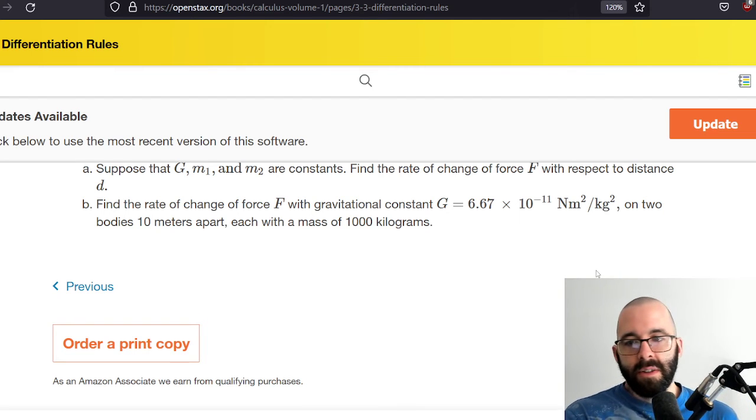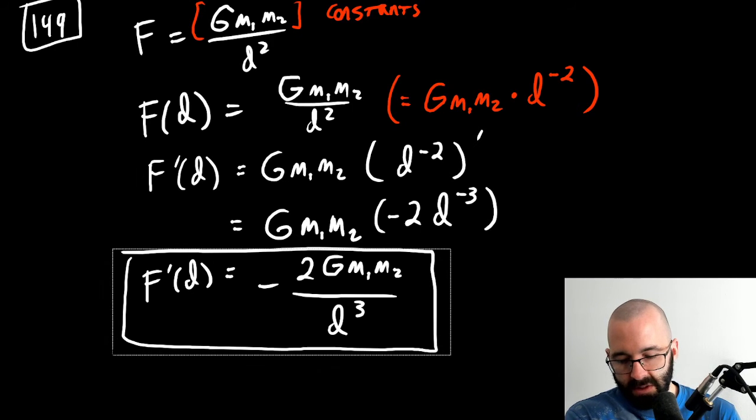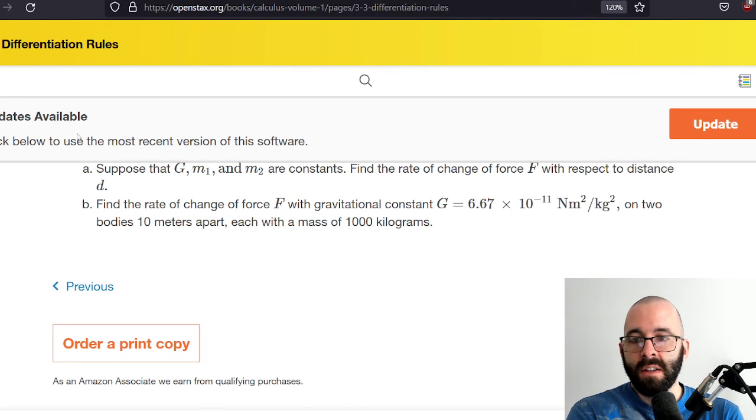All right, so find the rate of change of force. We already found the rate of change of force. Now it's just asking us to plug in and evaluate. All right, so we're just going to use this over here and say we want this derivative when they are 10 meters apart.